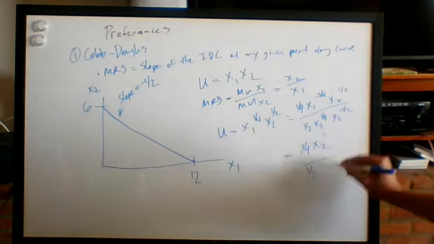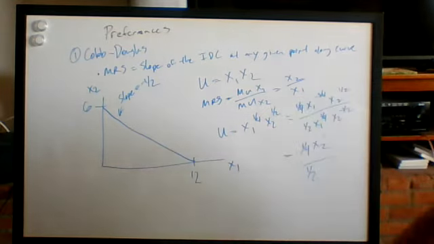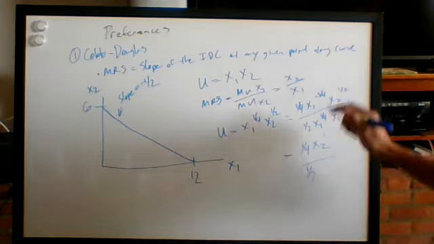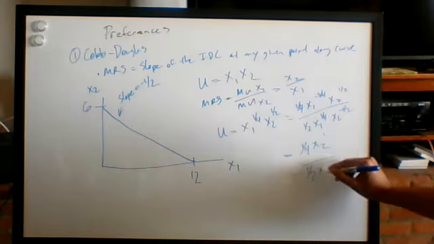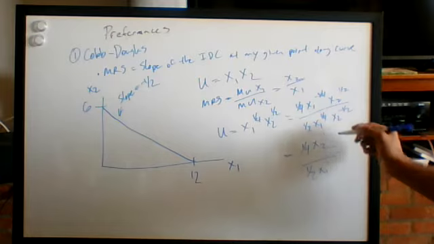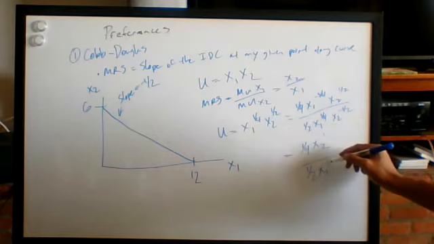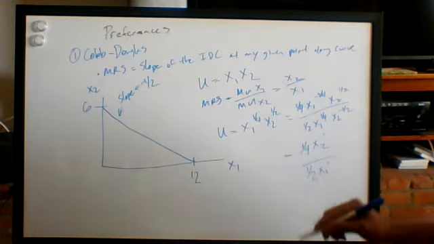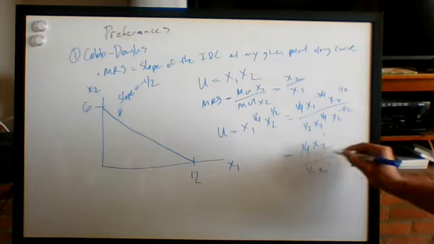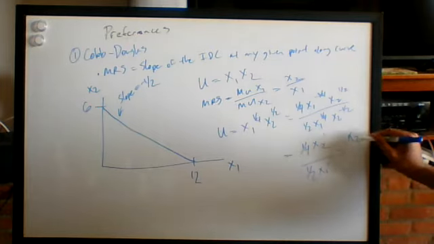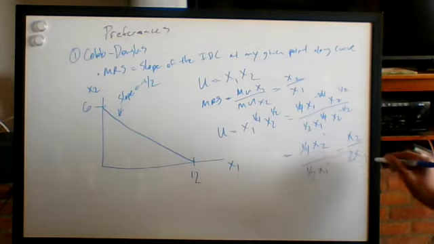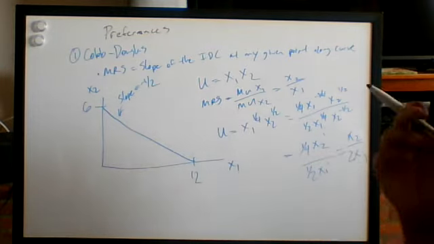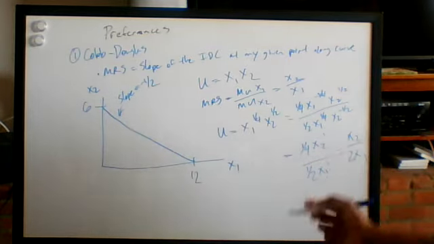Over 1/2, and then you can do the same thing where you just add the exponents, so it becomes 3/4 plus 1/4. So x1 to the 1, right? And now we have x2 to the 1, x1 to the 1, and it's no longer complicated. You can just multiply through by 4, and you just get x2 over 2x1, right, as your MRS. And that's not too bad, right?